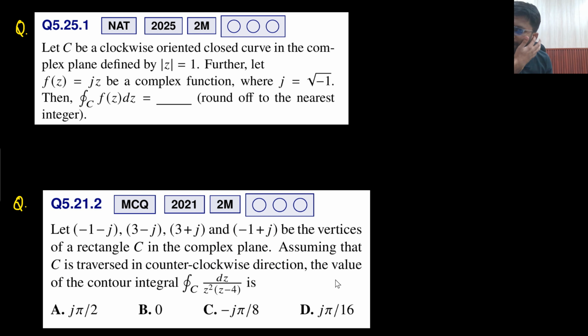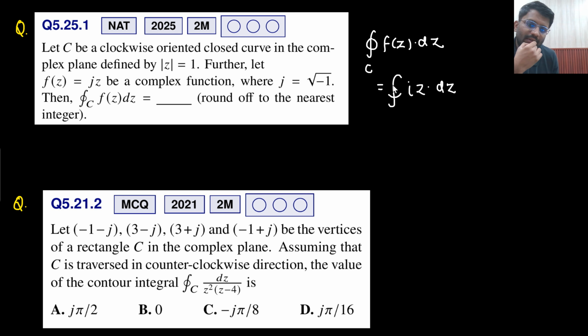Yeah, so next question now. Now let's just say this question is coming in your examination hall. You are supposed to find the integral of f of z dz, where f of z is iota z. What is the contour? Contour is mod of z equals 1. So iota z dz. What will you answer? It is a polynomial in z with imaginary coefficient. So I told you whether the coefficient is imaginary or real, I don't care about it. So what will be the answer? Answer will be 0 only.